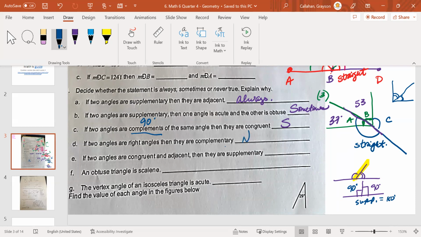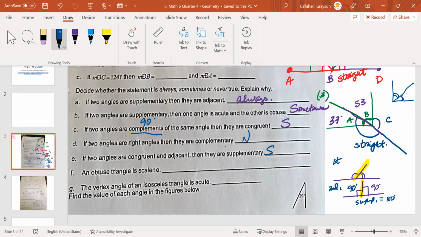If two angles are congruent and adjacent, they are supplementary. Well, that's sometimes. For example, for this one, you see how the two are 90 degrees, right? They're congruent, they're equal, 90 equals 90, and they're adjacent because they share this middle side. This one is supplementary, but if you take a look at the first one right here, the first one, they're not congruent. Obviously, there's an obtuse angle and an acute angle, right? But they're still supplementary. They still make a straight line, okay?